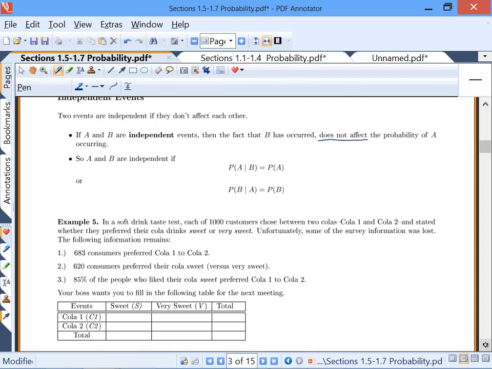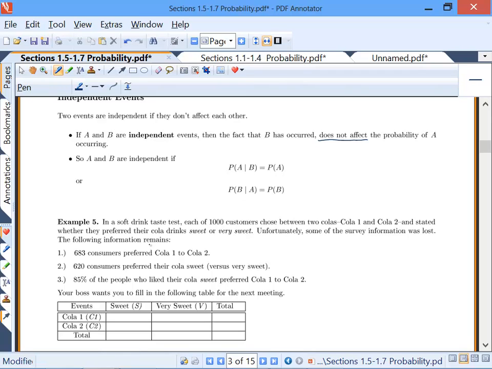So this next thing is a pretty classic problem. In a soft drink taste test, each of 1,000 customers chose between two colas, cola 1 or cola 2, and stated whether they preferred their cola drink sweet or very sweet. Unfortunately, some of the survey data was lost, and the following information remains. Okay. And we need to fill in our contingency table for the next meeting. So we know first that 683 consumers preferred cola 1 to cola 2.